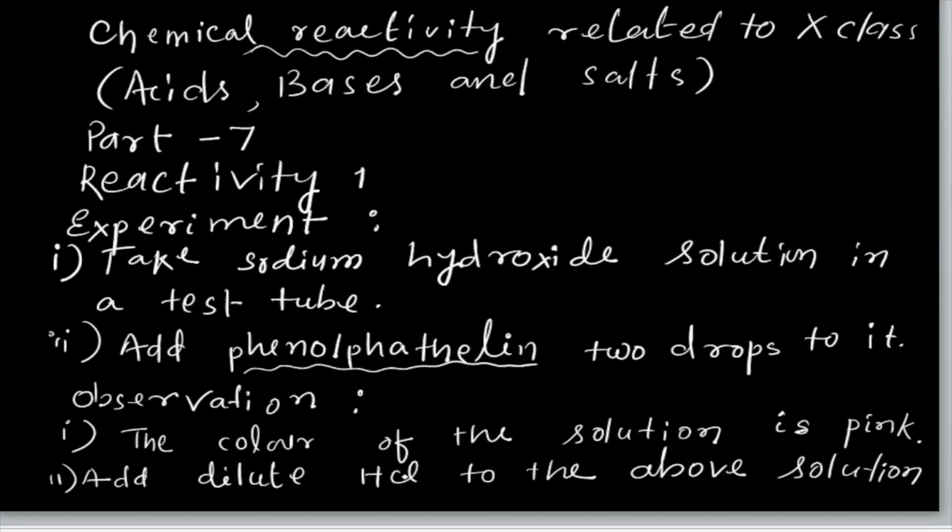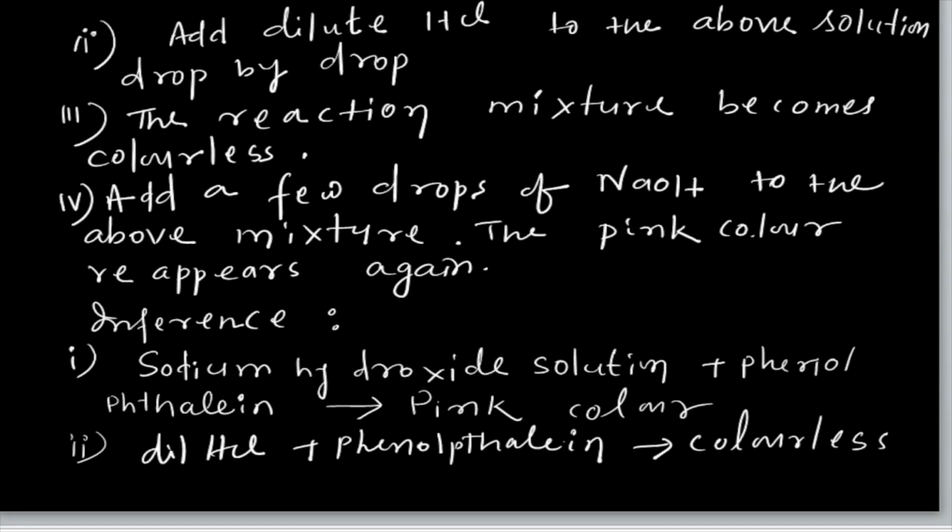Now, when you add dilute hydrochloric acid to the above solution, what happens? The color had already changed to pink, and when you add dilute hydrochloric acid, it becomes colorless. Now why? Because now it is an acid, not of basic or alkali character. Again you add a few drops of NaOH to the mixture, then what happens? The pink color reappears. Are you clear?